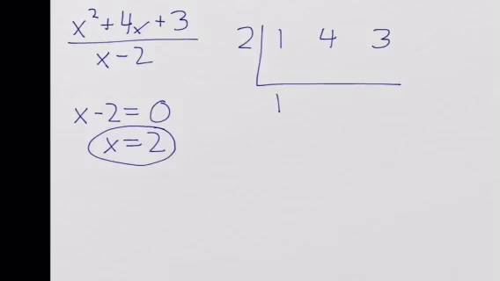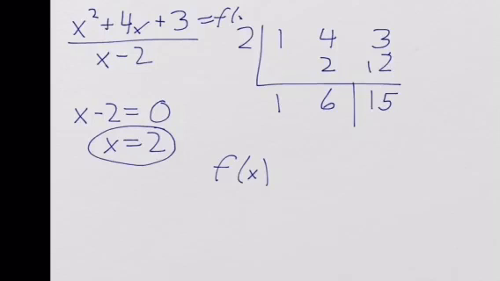So I bring down the 1, multiply by 2, and add. Multiply by 2, and add. And one of the ways that I can write this is to say that our function here, so I didn't explicitly write that as a function, is equal to x plus 6 plus 15 over x minus 2. So I just write the remainder as a fraction, similar to what you did with mixed numbers back when you were in elementary school.